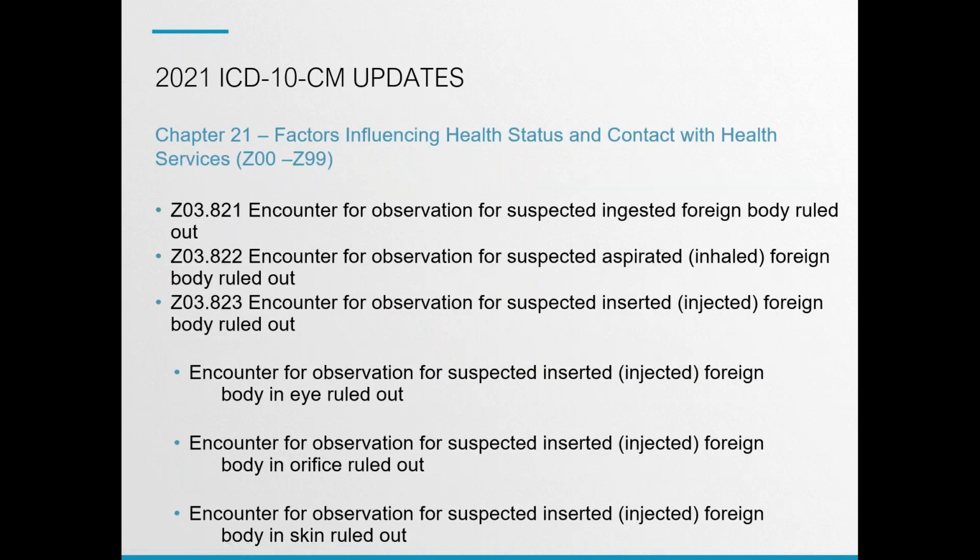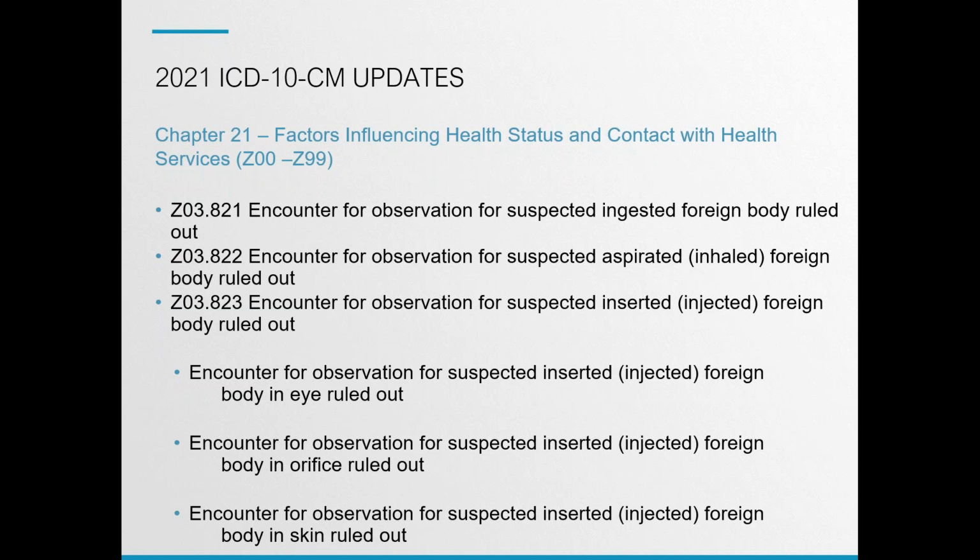Okay, Chapter 21. The three new codes for this chapter are listed on this slide, and they describe the observation for suspected foreign body, which was ruled out. And here we're going to go to our guidelines to get some more information about how to use these codes. And the guidelines state that the observation codes are primarily to be used as a principal first listed diagnosis.